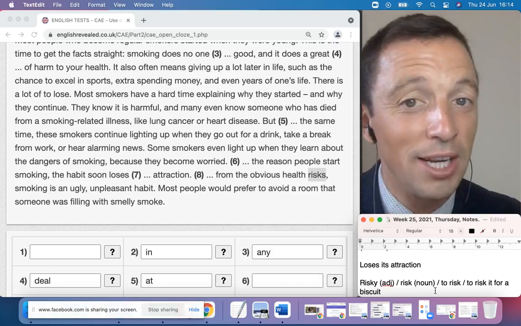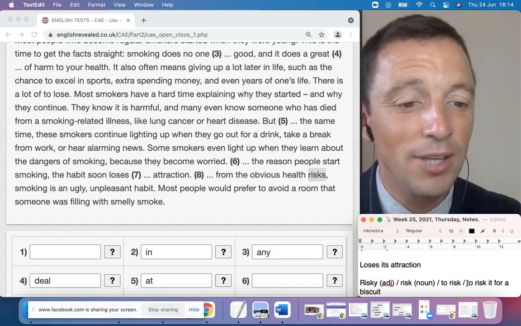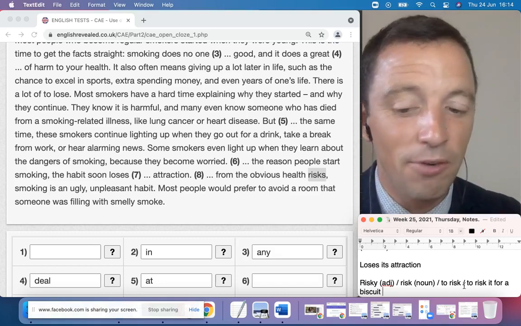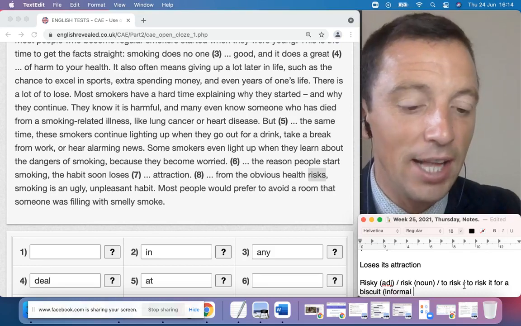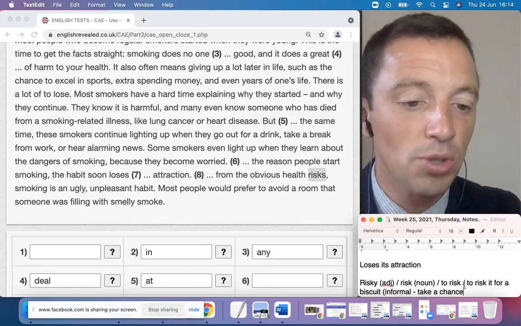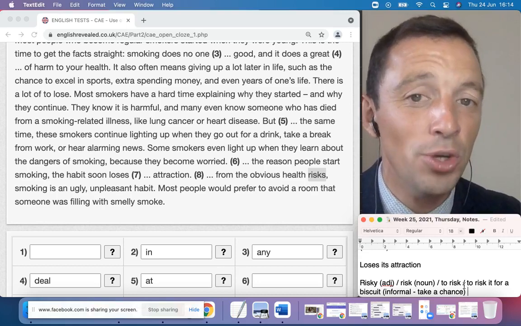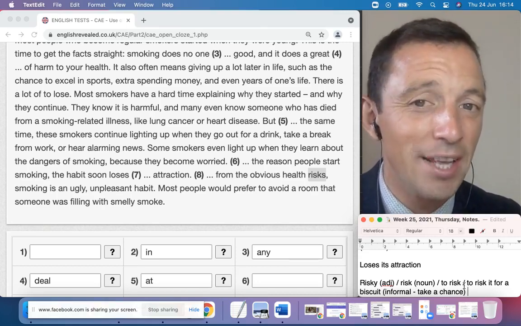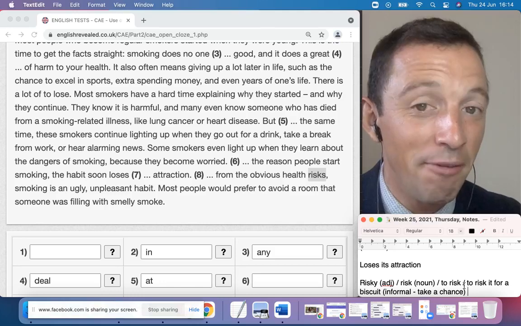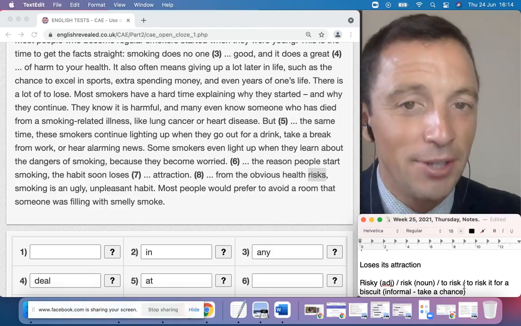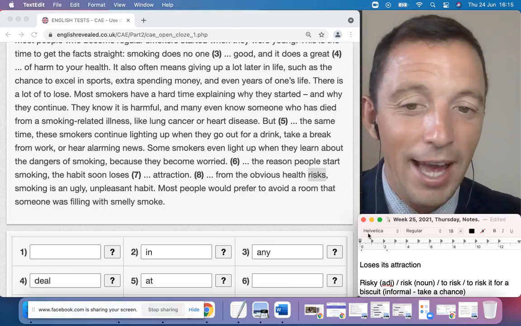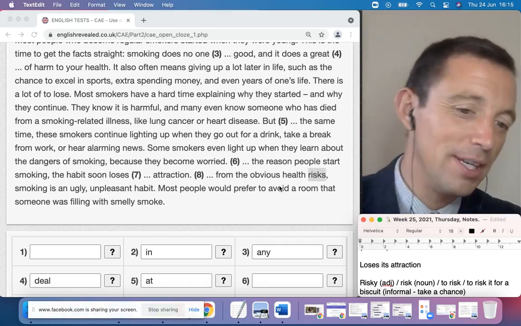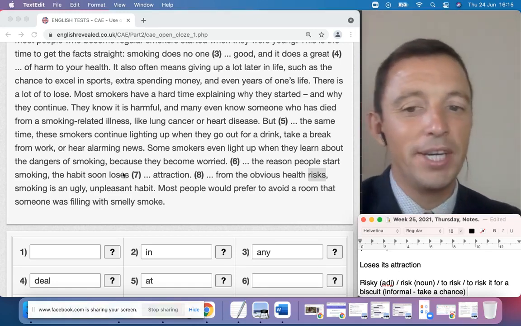It's just a joke and it's funny because of the sound. That means to take a chance. Very informal, but it means to take a chance and to do something, because maybe you lose something. But that's the expression, to risk it for a biscuit. Very informal and very funny, as you can see from my funny face. So that is possible as well, to risk and risky.